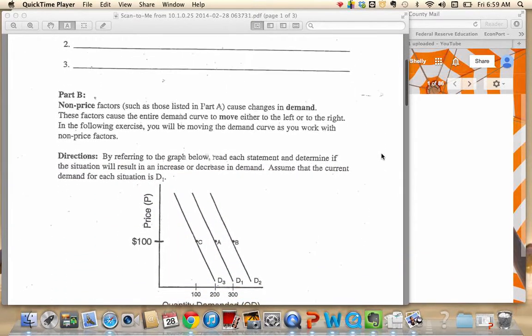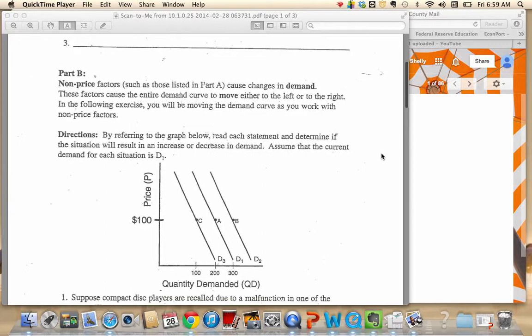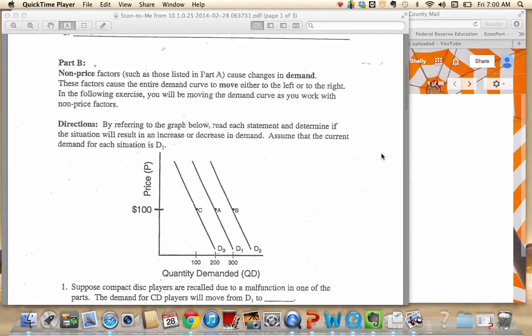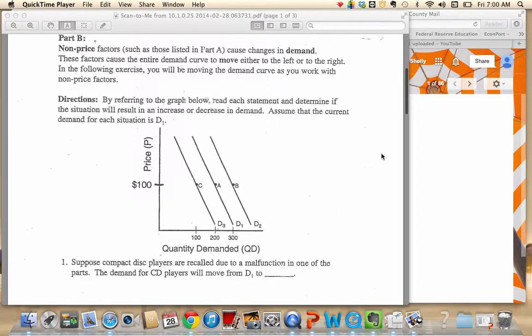This next part, you're going to have to read each statement and then determine if the situation is an increase or a decrease in demand. And once again, none of these are going to be changing the price of whatever it is we're talking about. There's going to be one of those ceteris paribus conditions changing, one of those determinants of demand, non-price factors, all 3 of those terms apply here.